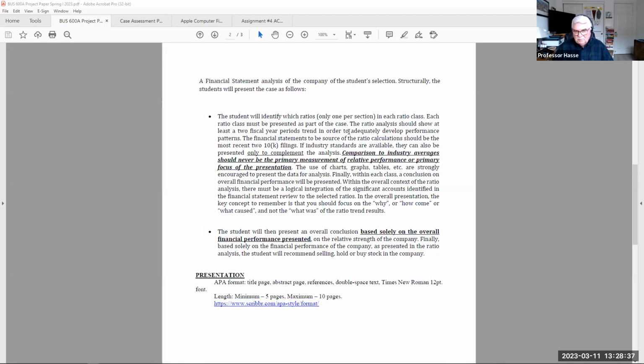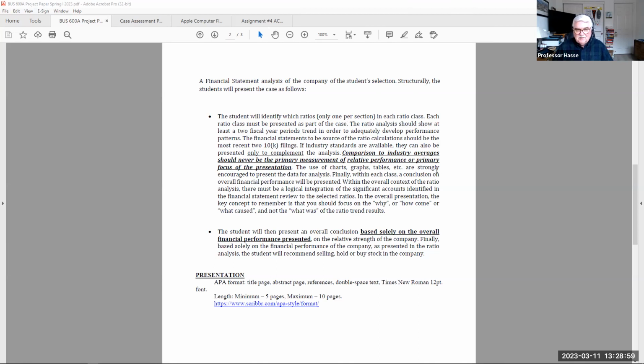The ratio or percentages will show 2 fiscal periods trend in order to accurately develop performance patterns. So you're looking over 2 years. The financial statements to be the source of ratio calculations could be in the recent 10K filings. It could be in their financial statements or using the database or analysis that I've told you about today.